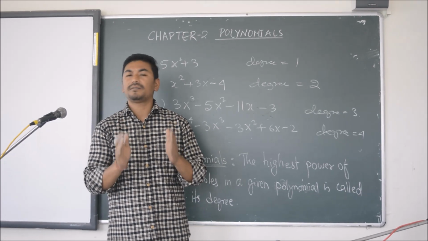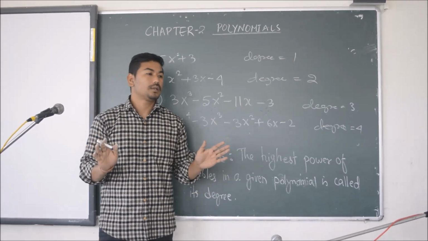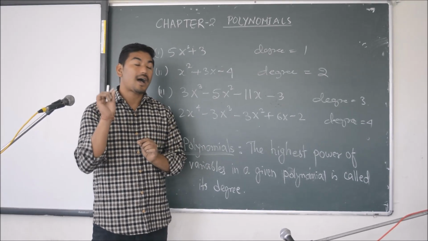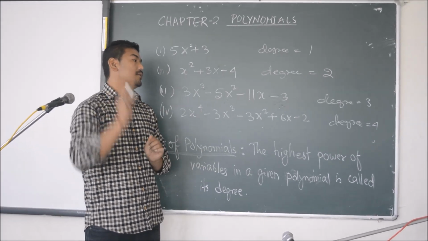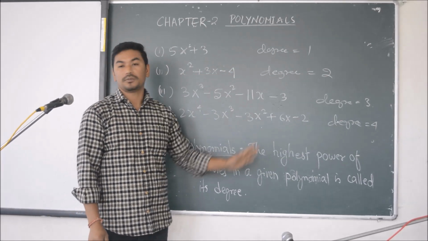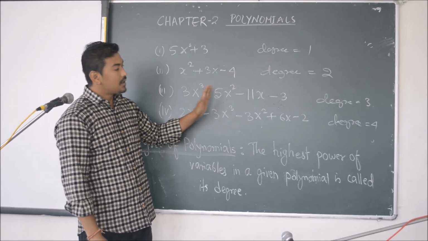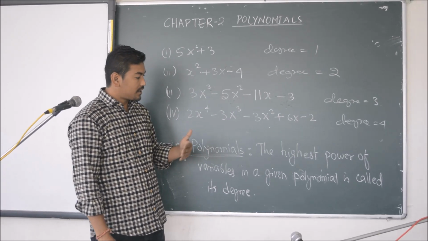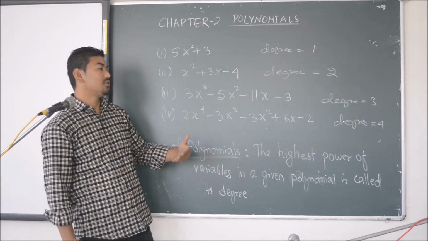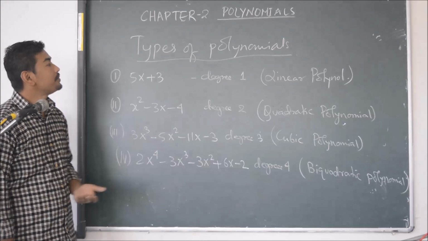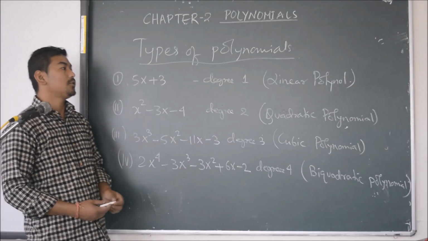You may be given any polynomial, but you should always look for the highest power of the variable. That highest power is called the degree of that polynomial. If you understand the degree of polynomials, it helps you understand more concepts about polynomials in further videos. Okay, let us understand the different types of polynomials.